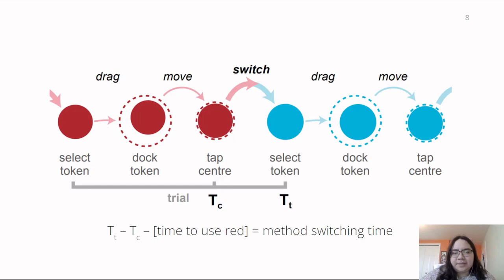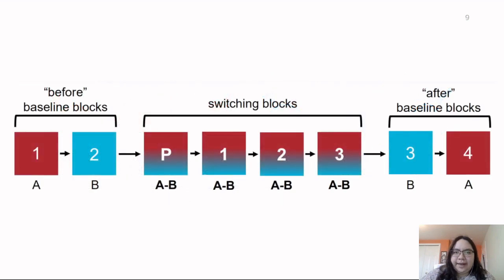So how do we get these times? Again, we borrow from mode switching works. We bracket switching blocks with baseline blocks for each method used in the switching blocks. In these baseline blocks, the participants only use a single method, with no switching. By having baselines before and after the switching blocks, we compensate for learning effects.